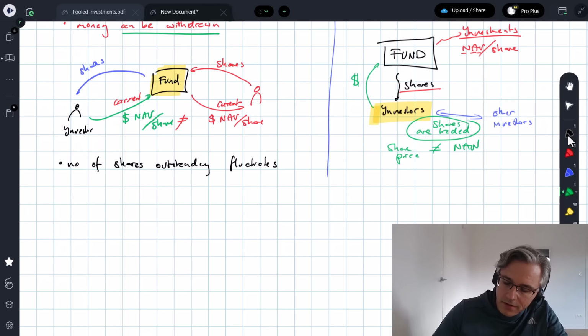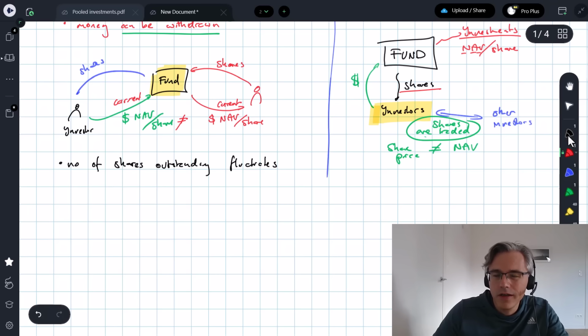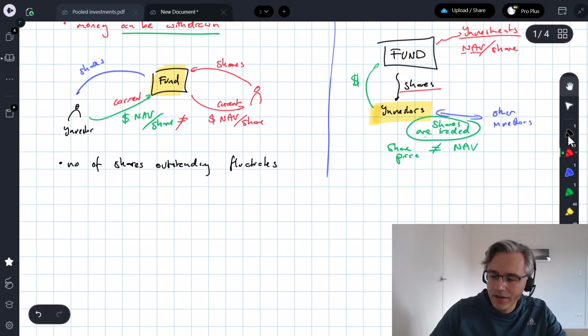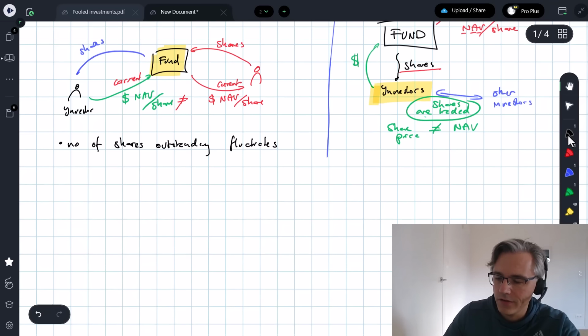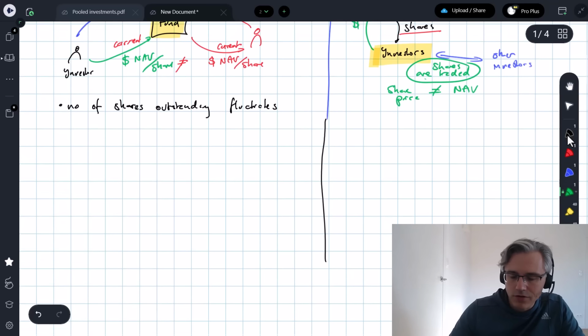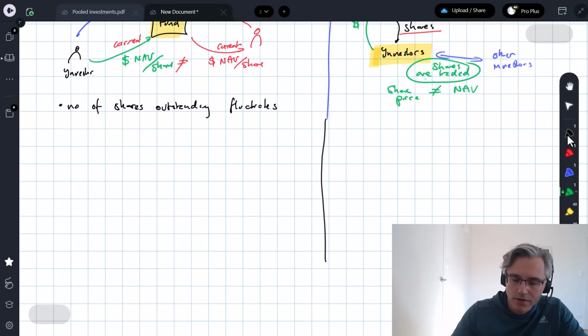In fact, it will a lot of the time be quite distant to it, either trading at a discount or premium to the NAV. And that's something you'll find with closed-end funds. It's kind of their inherent feature. Now, there are both advantages and disadvantages of the two structures to organize funds.